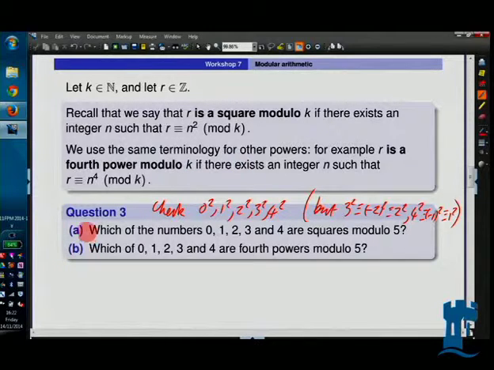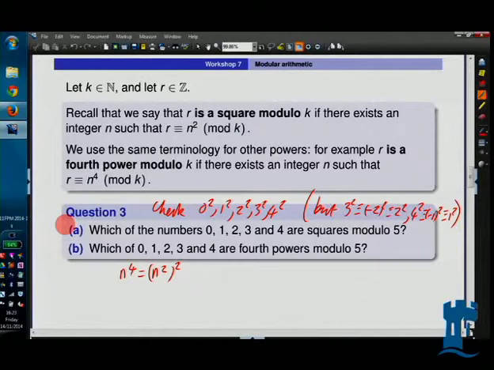Then, having done that, you can go to part B. You have to work out 4th powers modulo 5. Those are the squares of the squares. Okay? So remember, n to the 4th is equal to n squared squared. So you take whatever squares you found in part A and square those and see what you end up with. And you'll find there are even fewer of those than there were squares. There are not very many 4th powers.